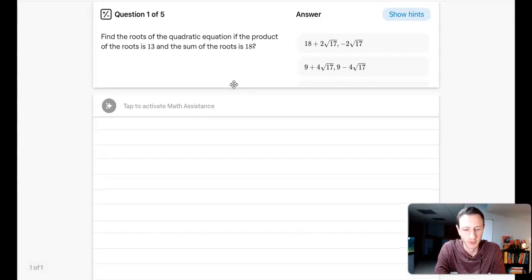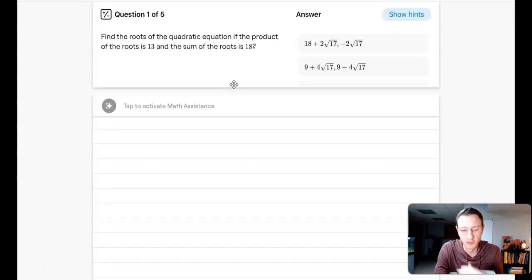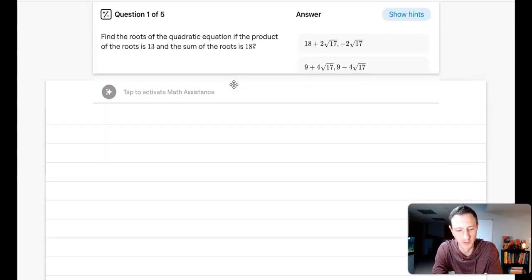Find the roots of the quadratic equation if the product of the roots is 13. So I have the product of two things is 13, the sum of two things is 18. Let's just start at that point. Let's just use that as a jumping off point here.